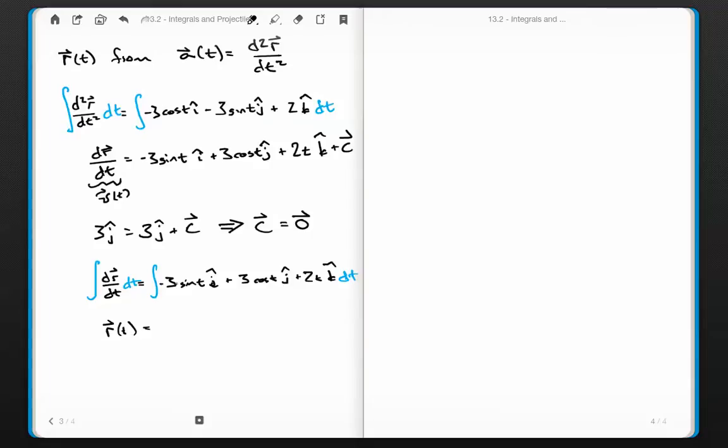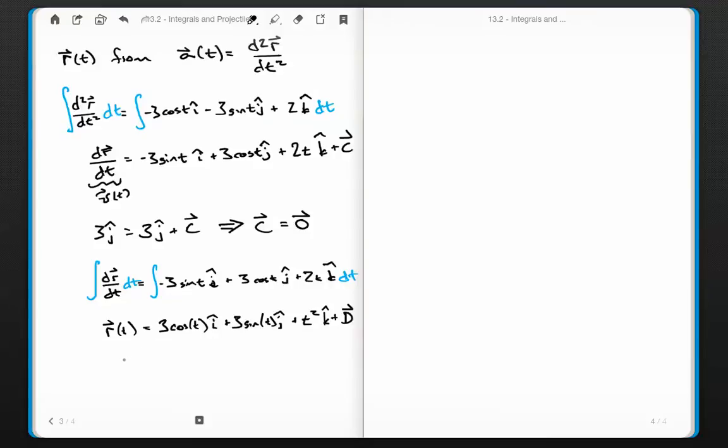So now I've got my position. Sine, that turns positive, so I think that turns into, I better check my notes, because I screw this one up all the time. Yeah, it stays positive. So this becomes 3 cosine of t i, and that stays positive, 3 sine of t j, and I integrate this, right, 2t becomes plus t squared k plus another constant, right? I've got to throw that constant in there.